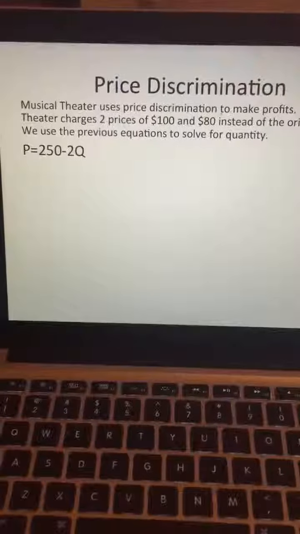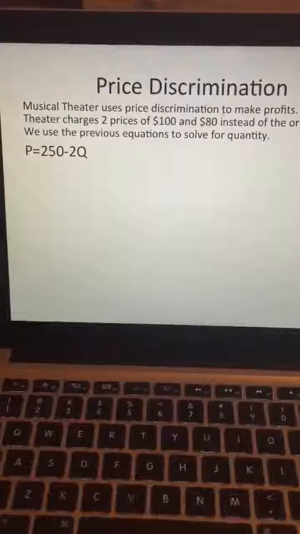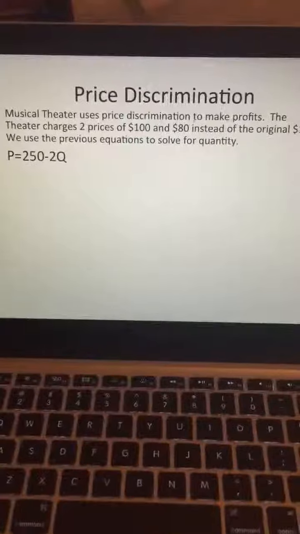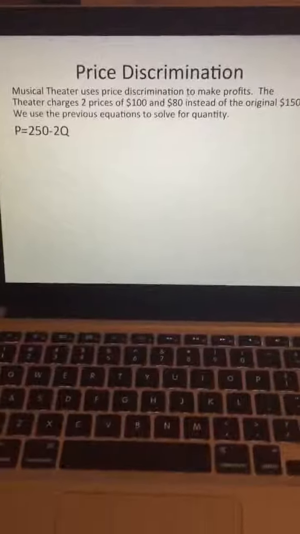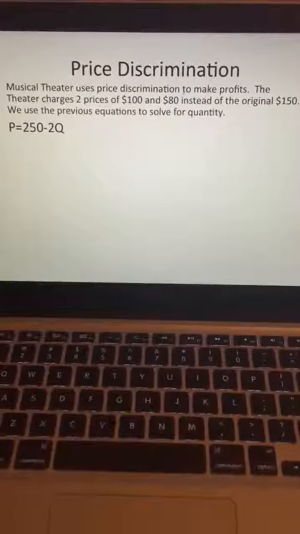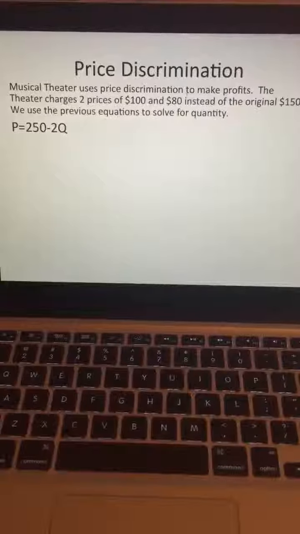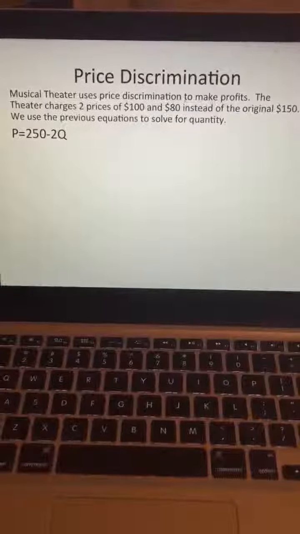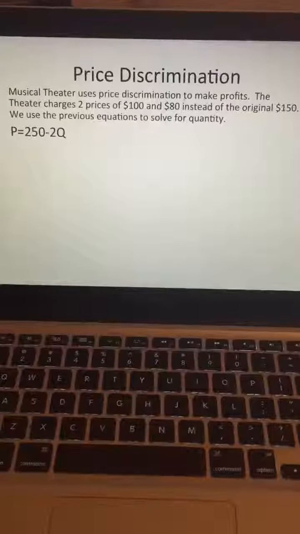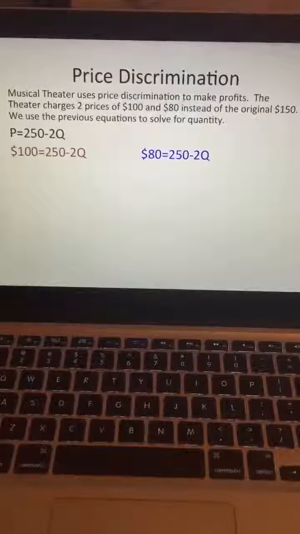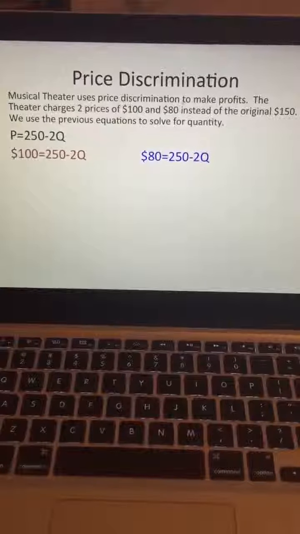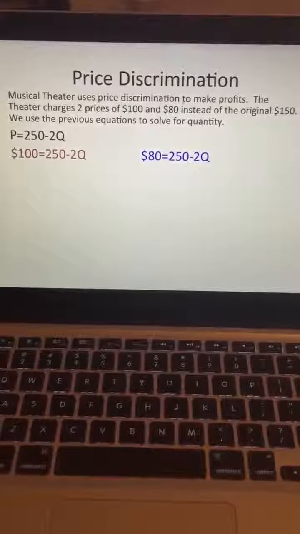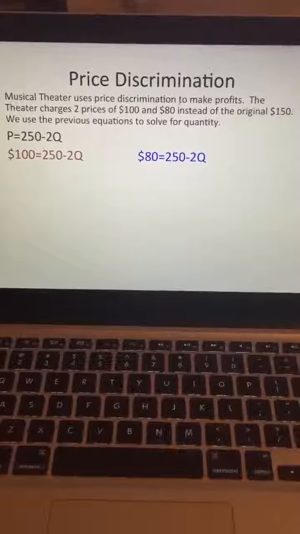So now we're going to look at price discrimination. They decide to change the ticket prices and offer two different ticket prices, one of $100 and one of $80, instead of the original $150. We're still going to use the same equation for the price, but now we take into account the two different prices offered. So for the $100, we're going to evaluate that, and then we're also going to look at the $80.